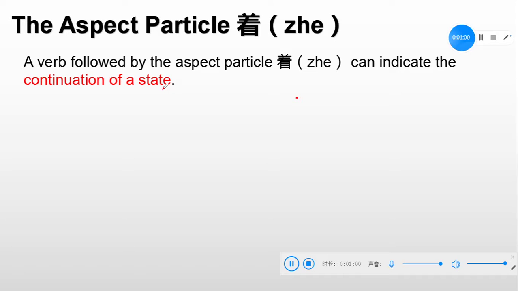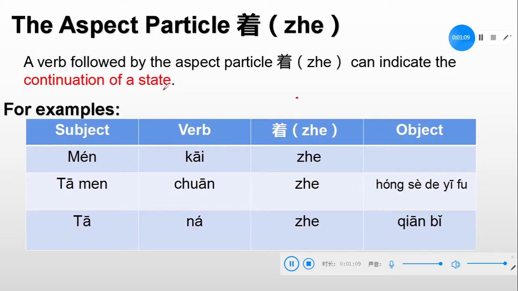So now I'm just going to show you some examples so you will know how it works in Chinese. Okay, so this chart shows the basic sentence structure. The subject with a verb, with 着, with an object. So this line, all these three words, they are the subject. And here, this line, they are the verbs. And here, 着, and then the last part is the object.